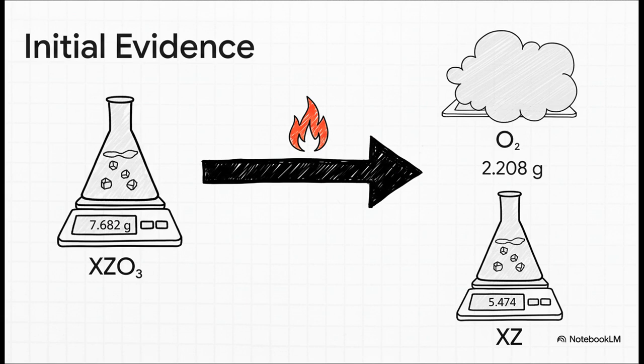We are starting with just over 7.5 grams of some substance with the formula XZO3. Now, when we heat this stuff up, it breaks down. It gives us a known amount of pure oxygen gas and this new, simpler compound, XZ. These little numbers, these masses, they are our first real clues.